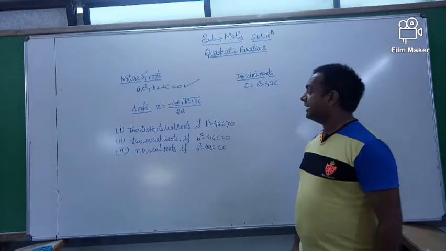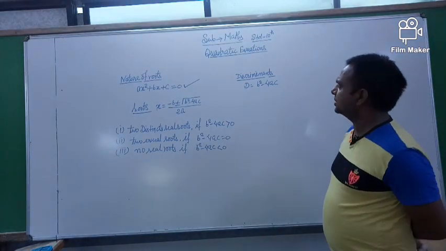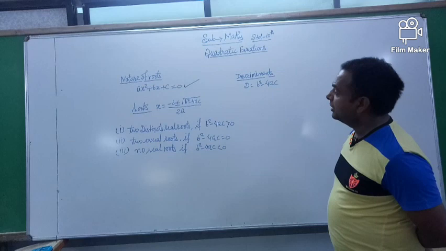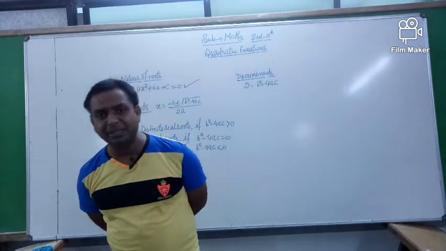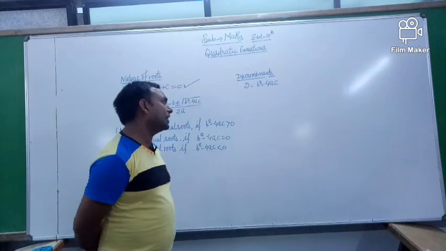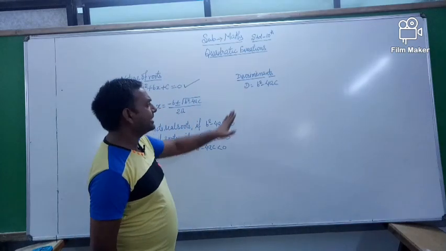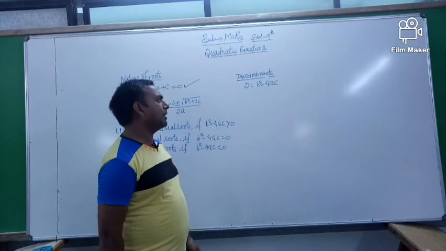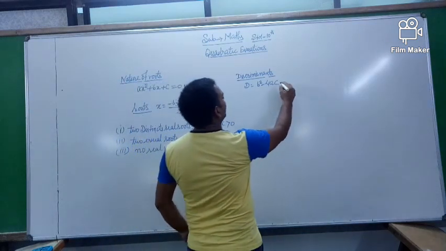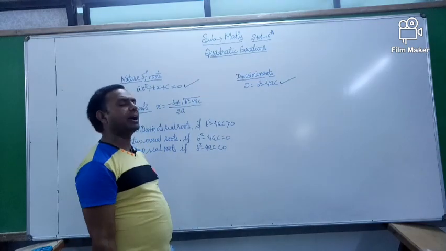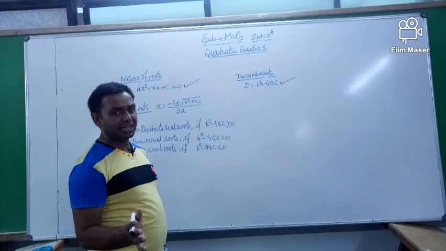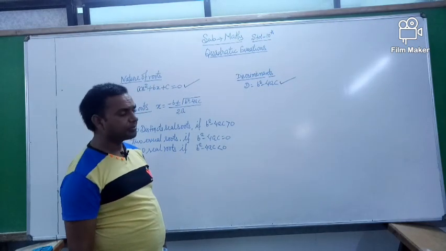So here are the conditions of the roots. They depend on the value of the discriminant. Here D is equal to b square minus 4ac. This is called the discriminant.